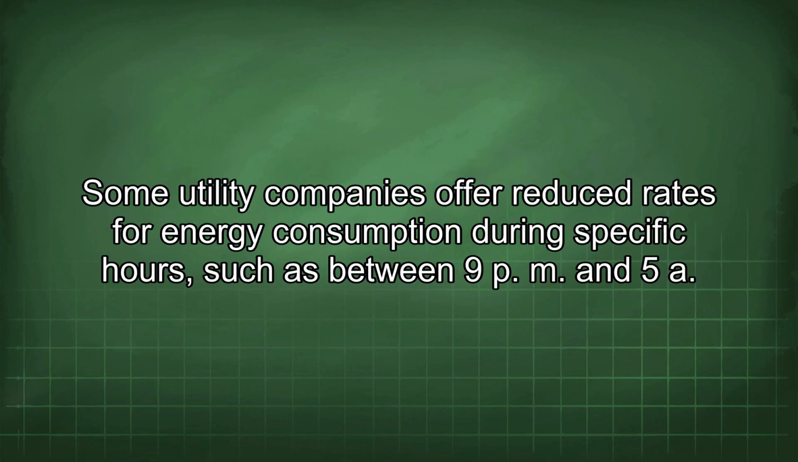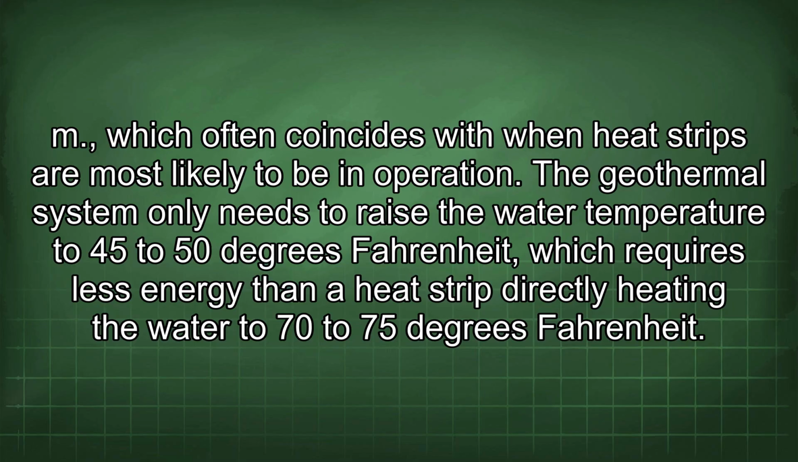Some utility companies offer reduced rates for energy consumption during specific hours, such as between 9 p.m. and 5 a.m., which often coincides with when heat strips are most likely to be in operation. The geothermal system only needs to raise the water temperature to 45 to 50 degrees Fahrenheit, which requires less energy than a heat strip directly heating the water to 70 to 75 degrees Fahrenheit.